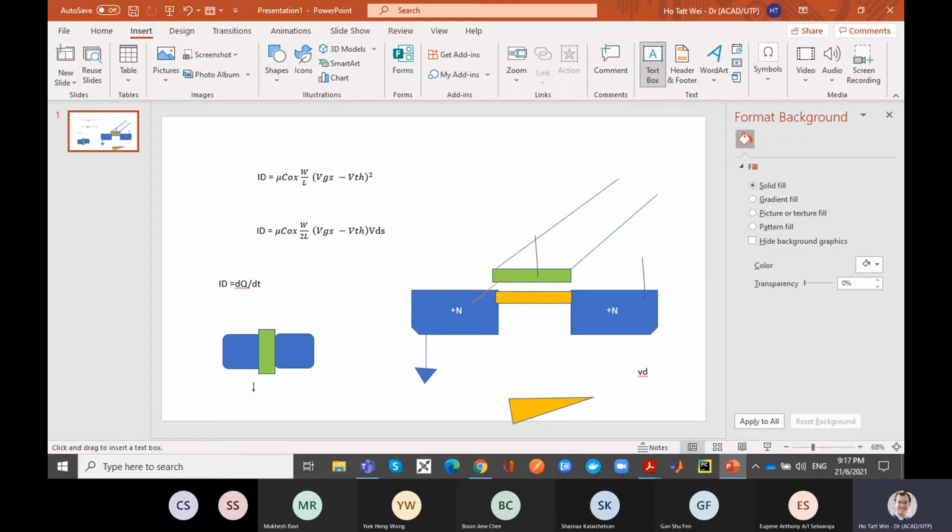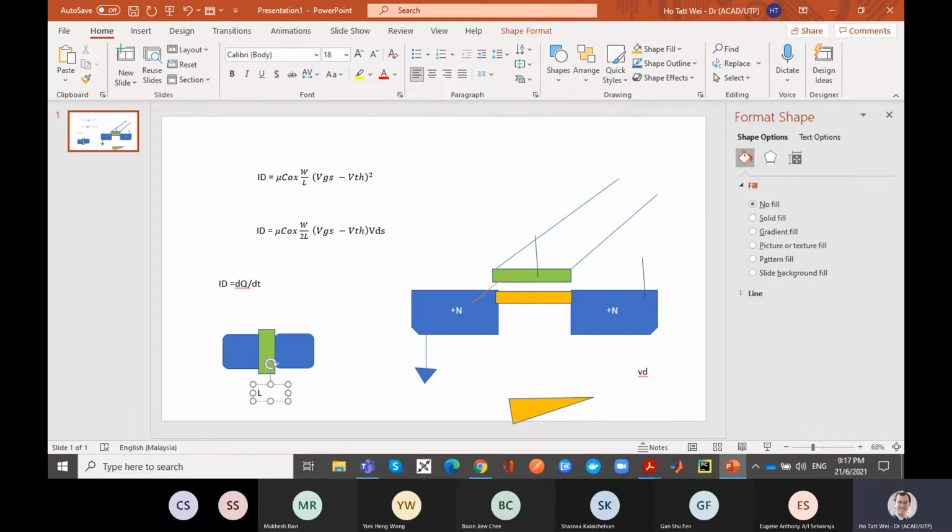And L is fixed. They actually don't change L. L is fixed. All your transistors will have a fixed L. What you can change is the width, W.